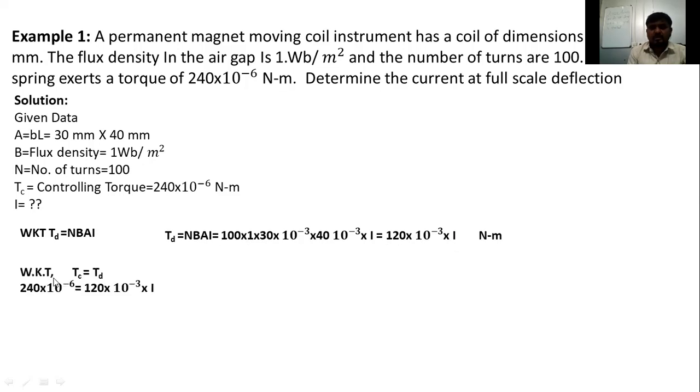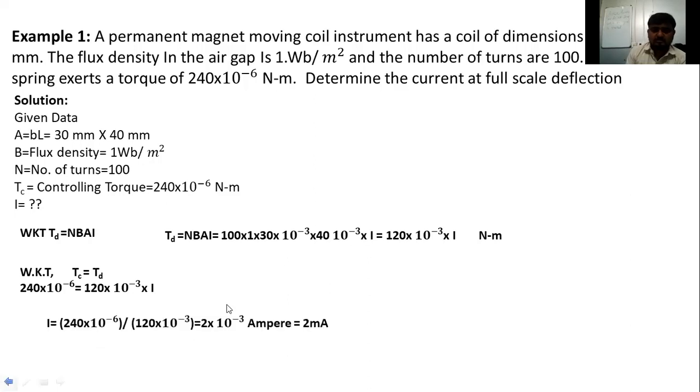Next, we know that TC equals TD. So TC I will write as 240 into 10 to the power of -6. TD we have just now calculated, that is 120 into 10 to the power of minus 3 into I. So I equals 240 divided by 120. How much is it? 2 into 10 to the power of minus 6 divided by 10 to the power of minus 3, so 2 into 10 to the power of minus 3 is the answer.